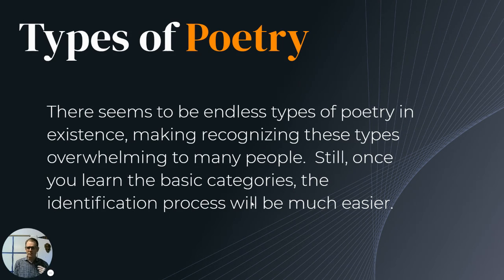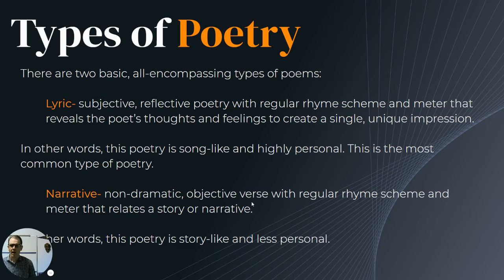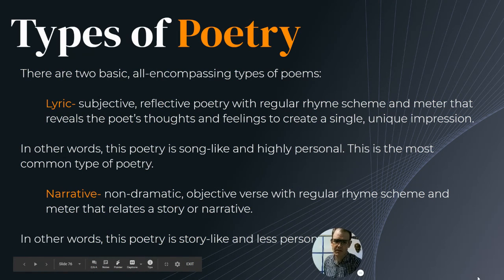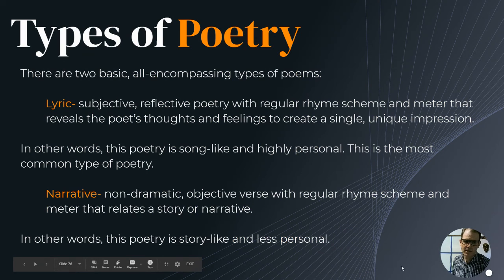All right. So as we're wrapping this up, we need to know there seem to be endless types of poetry in existence. It makes recognizing types overwhelming to many people, but once you learn the basic categories, the identification process will be much easier. Okay, and so as we continue to work through, we'll get more and more comfortable with poetry. Okay, so there are two basic all-encompassing types of poetry. All right. So there are these two types, and then there are subcategories within.